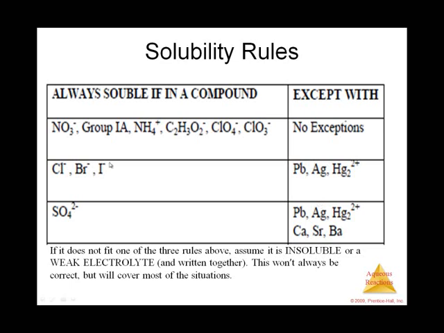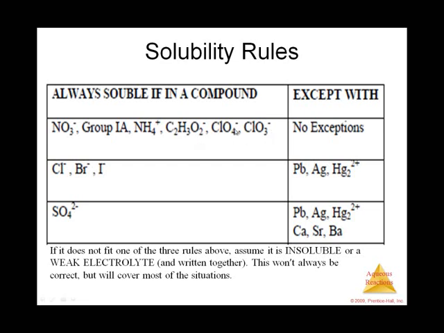You've got to remember what the ions are that are always soluble. So nitrates, any of the group 1 alkali metals, anything with ammonium, anything with an acetate, anything with a chlorate or a perchlorate. So these are the things that are always going to be soluble.